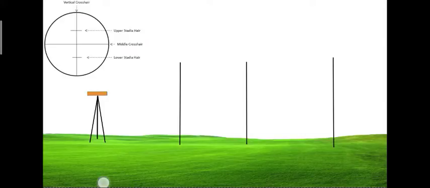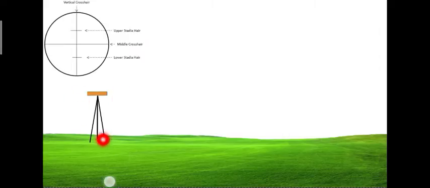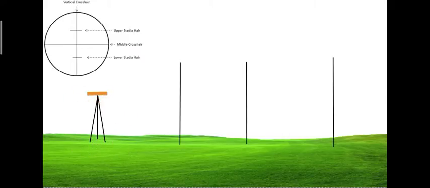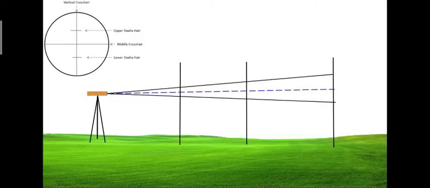See what we have done. We set up the instrument at a point somewhere, A. Then we kept the staff at 3 different unknown points and bisected them. Once we bisected, we read the readings of the top and the bottom stadia hairs. It is not called crosshair, it is called stadia hairs.